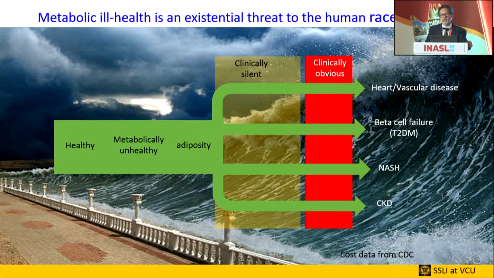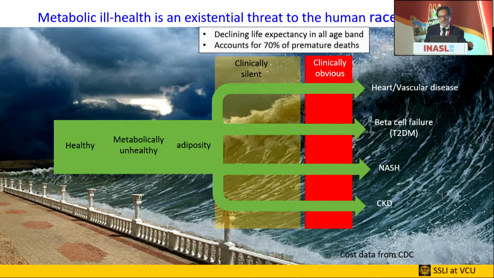So I want to continue to build on the theme that has been discussed multiple times, that MASLD and its aggressive form, steatohepatitis, is not a disease that lives in isolation, but is a critical element of a cluster of disorders that are considered metabolic disorders, and metabolic ill health linked to cardiovascular disease, type 2 diabetes, NASH, chronic kidney disease, really represents an existential threat to the human race, where we move from a healthy to a metabolically unhealthy state, primarily characterized by adiposity, as Harmeet showed beautifully, to clinically silent and then clinically obvious disease.